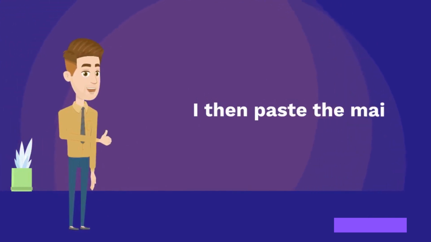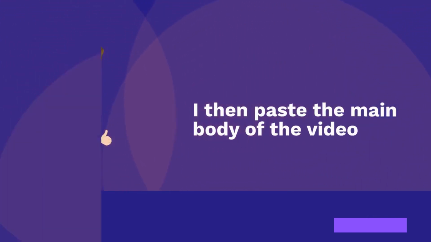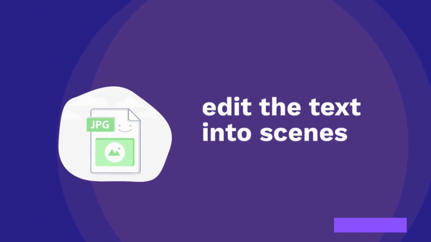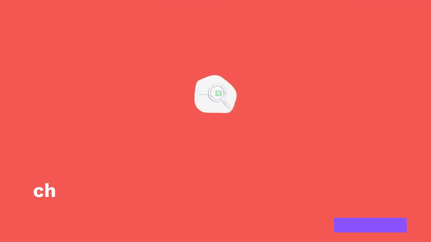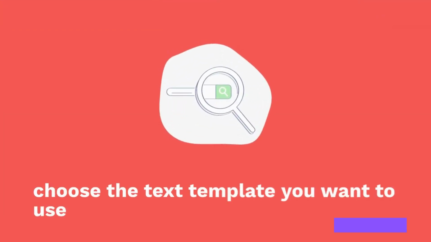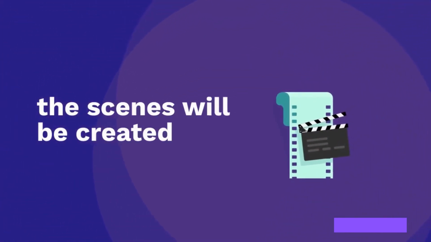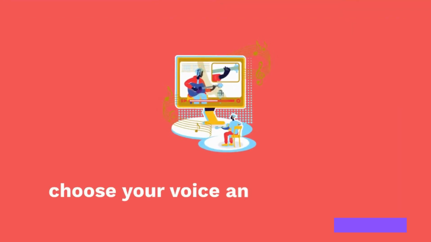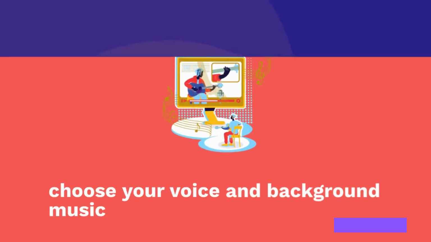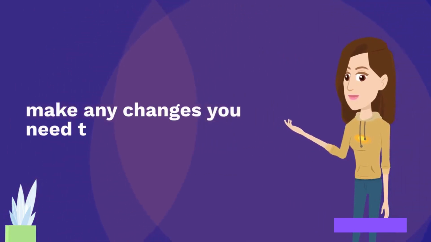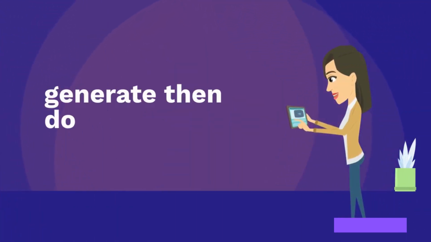I then paste the main body of the video script into a picture. I edit the text into scenes. Choose the text template you want to use. The scenes will be created. Choose your voice and background music. Preview your video. Make any changes you need to. Generate, then download the video.